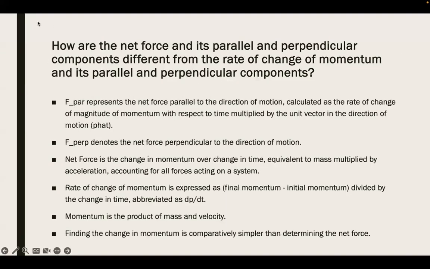And then how are the net forces and their parallel and perpendicular components different from the rate of change of momentum in parallel and perpendicular components? So it represents the net force parallel to the direction of motion and is calculated as the rate of change. It denotes the net force perpendicular, and then the rate of change of momentum is expressed as final minus initial, and the momentum is mass times velocity. And finding the change is comparatively simpler than determining the net force.